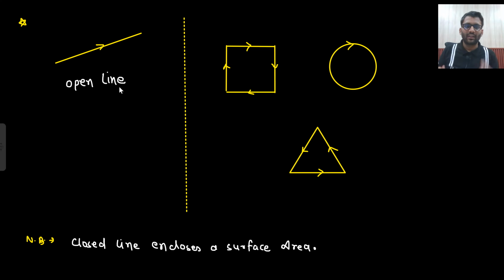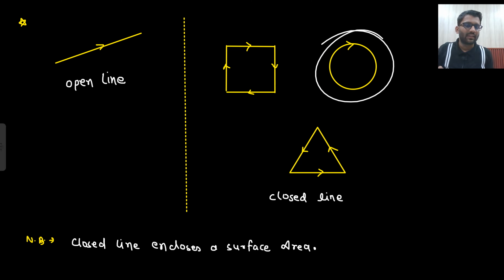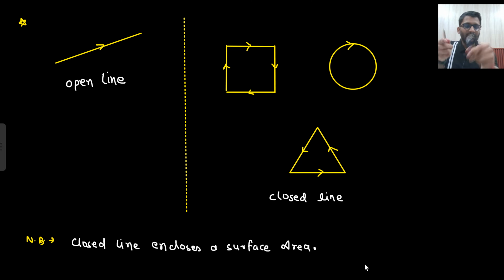This is known as a closed line. What is the interesting thing here? There is nothing in between. Here there is nothing. You just took 3 lines and you made this shape. You took a wire and you just made this circle. You took 4 wires and you made this rectangle or square, you can say. So there is nothing in between.